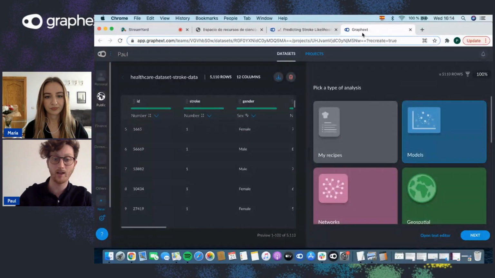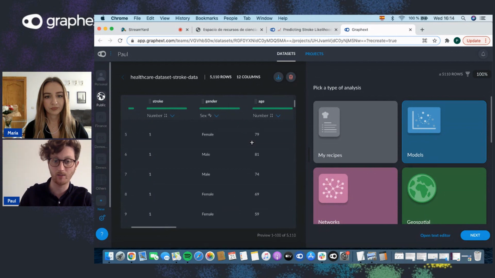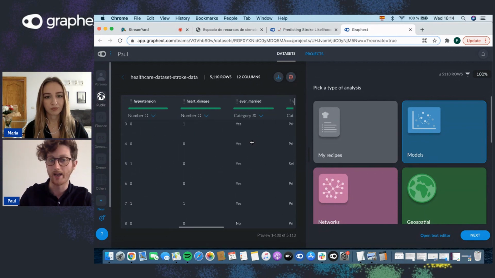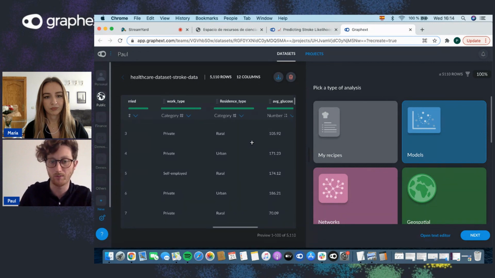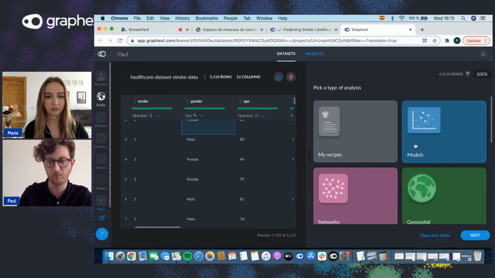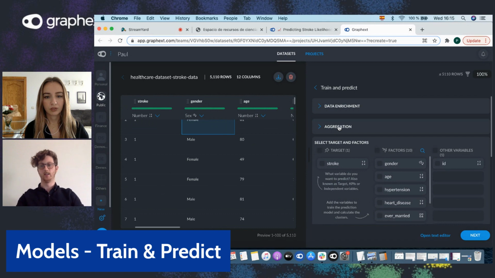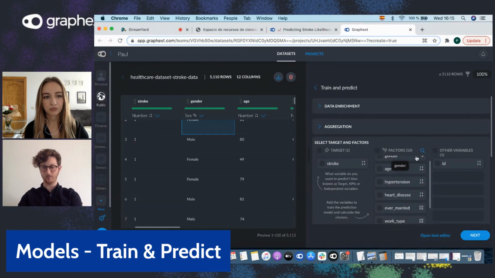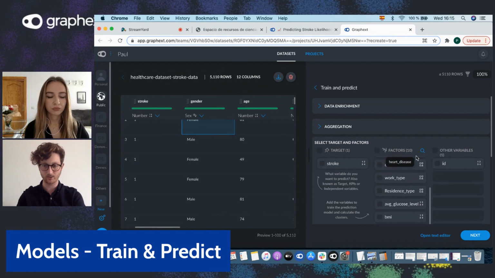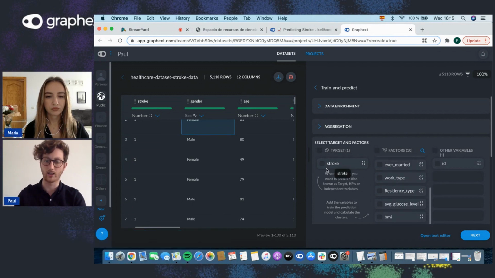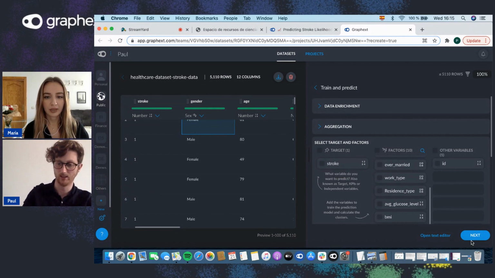So what we did first of all was we uploaded the data set to Graphext. And then from that, as you can see, the data set had different variables such as age, gender, if they've ever been married, what a job is. There's lots of lines. We chose models, and then we chose to put it through train and predict, as I said. And then with this, we put the different variables as factors, which set about our clusters, and we set our target as whether or not somebody had had a stroke. So our factors are going to explain the target, right? Exactly. And that will be it.